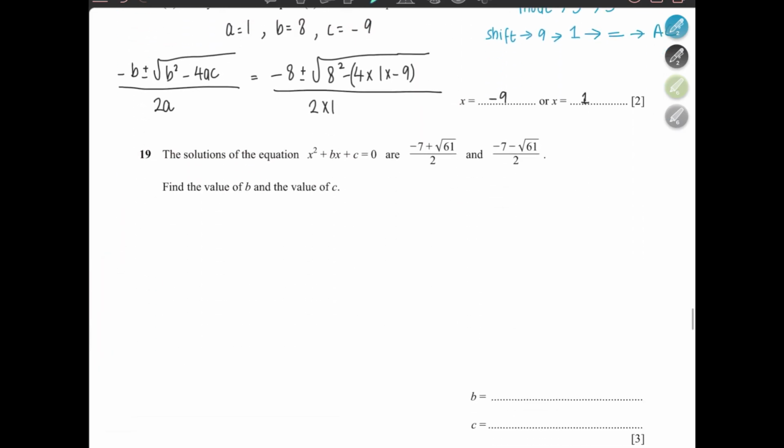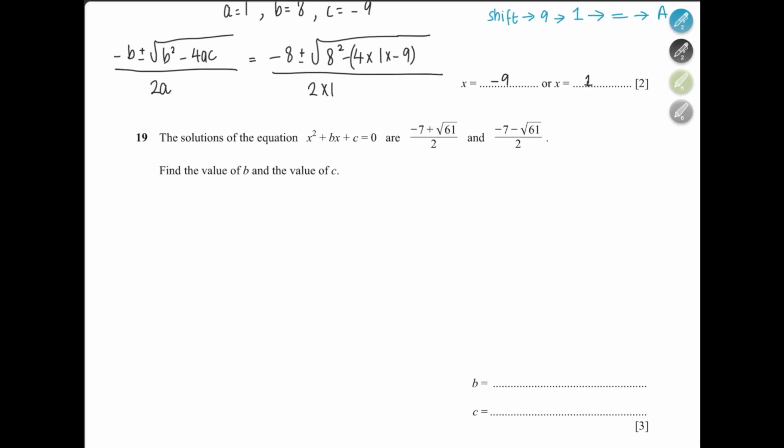Next, the solutions of the equation x squared plus bx plus c equals 0 are these two numbers. Find the value of b and find the value of c. So let's write down our formula first. It is minus b plus minus square root of b squared minus 4ac divided by 2a. So we know that this is minus b, so this is a -7. Therefore we can say minus b equals -7, b equals -7, or -b equals 7. So the value of b is 7.